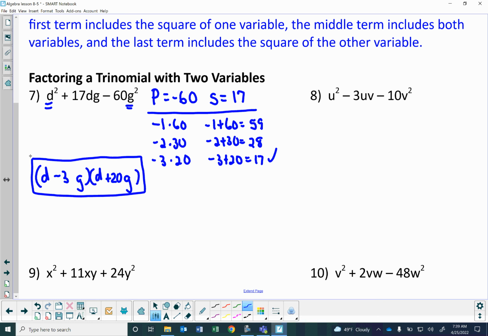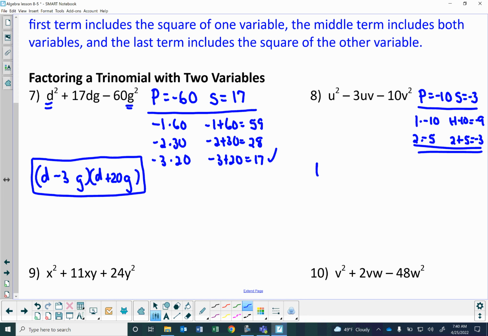Let's look at number 8 here. I need a product of negative 10 and a sum of negative 3, which means the larger of my two factors needs to be negative. So 1 times negative 10, that's negative 9 when we add it. 2 times negative 5, 2 plus negative 5 equals negative 3. There we go. I found it. It's that one right there.